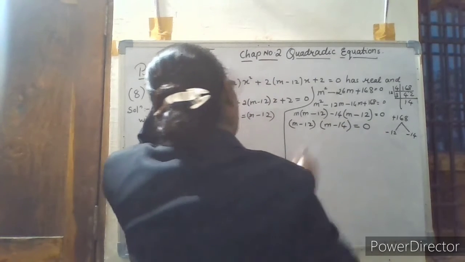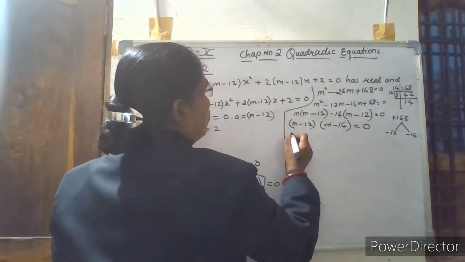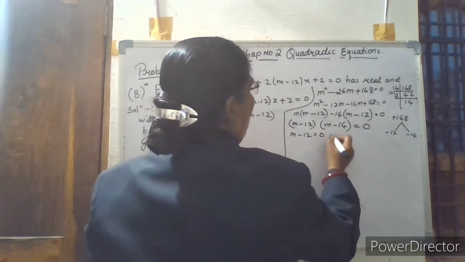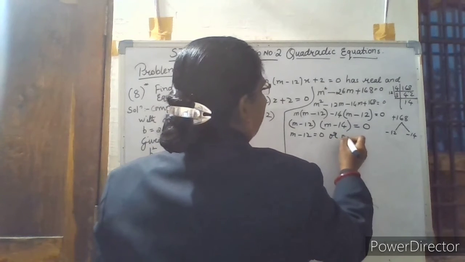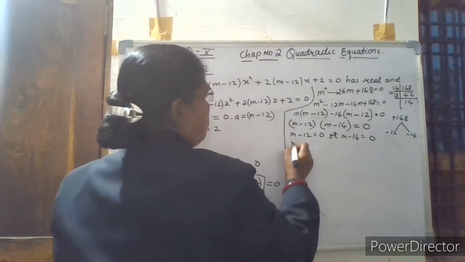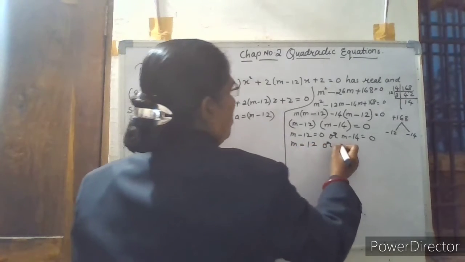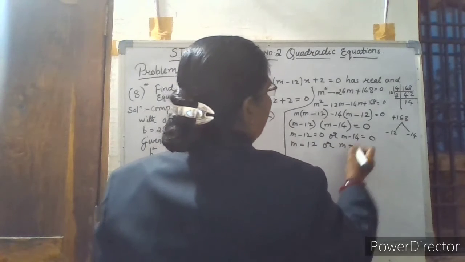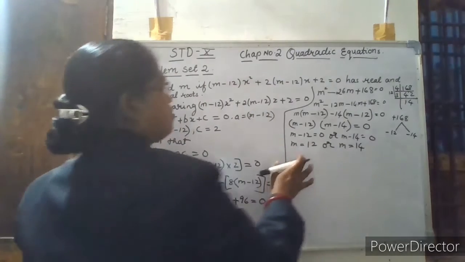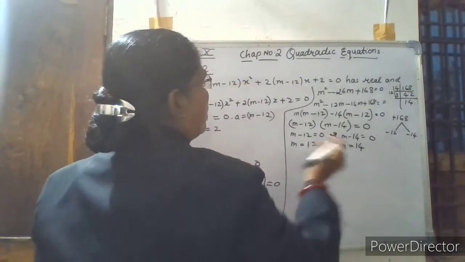So we have got this in this way. Therefore, now m minus 12 is equal to 0 or m minus 14 is equal to 0. So m value we will get as 12 or m value is equal to 14. Now from these two values we have to find out the correct value.